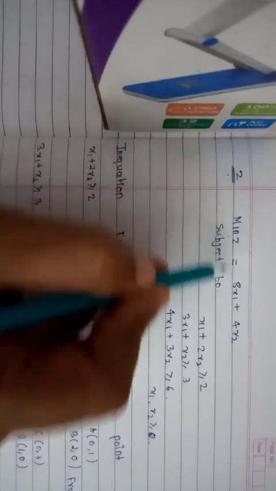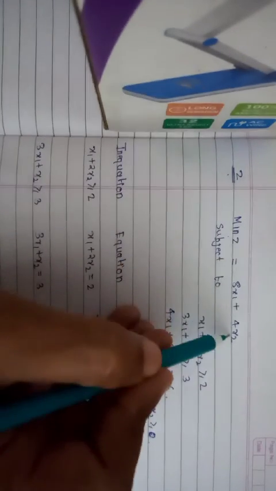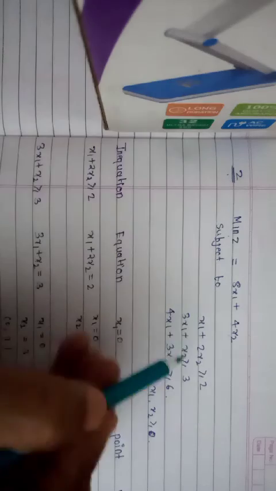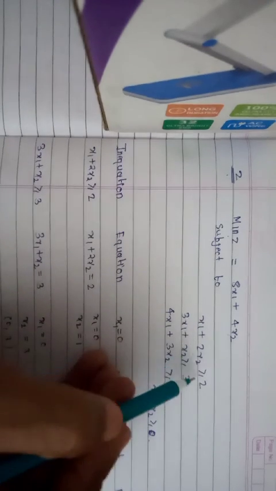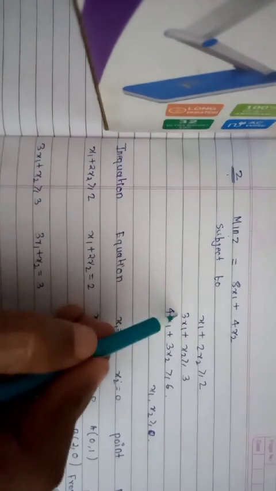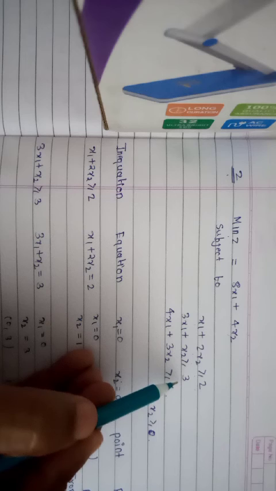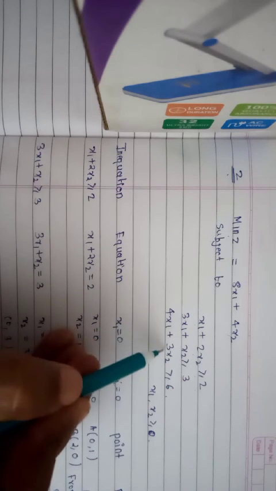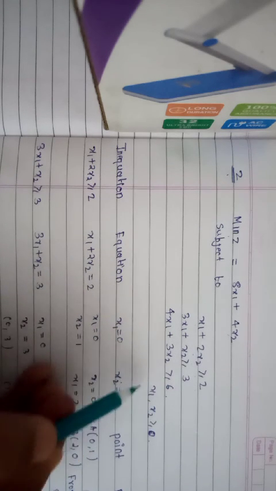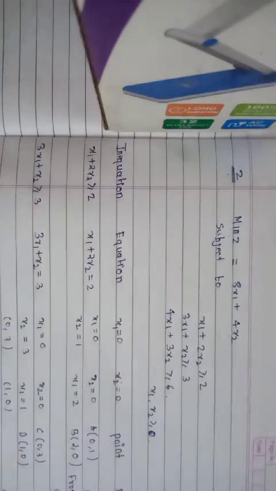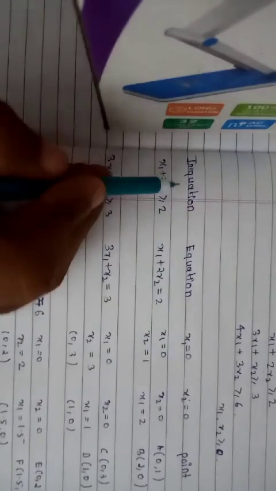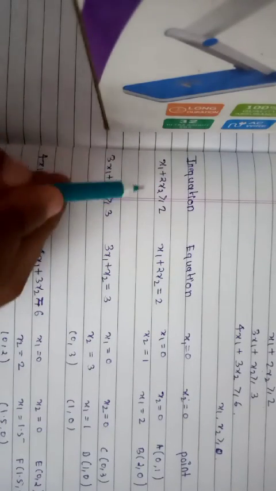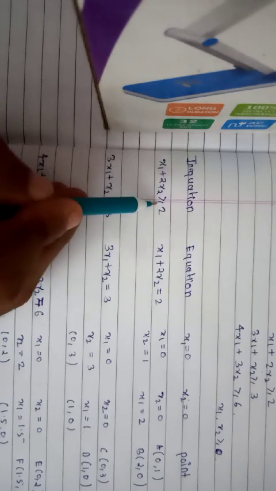Second sum: minimize Z is equal to 8x1 plus 4x2, subject to these conditions: x1 plus 2x2 is greater than or equal to 2, 3x1 plus x2 is greater than or equal to 3, 4x1 plus 3x2 is greater than or equal to 6, and x1 and x2 are greater than 0, that is positive. So we have inequations. First, I am writing this as an equation.